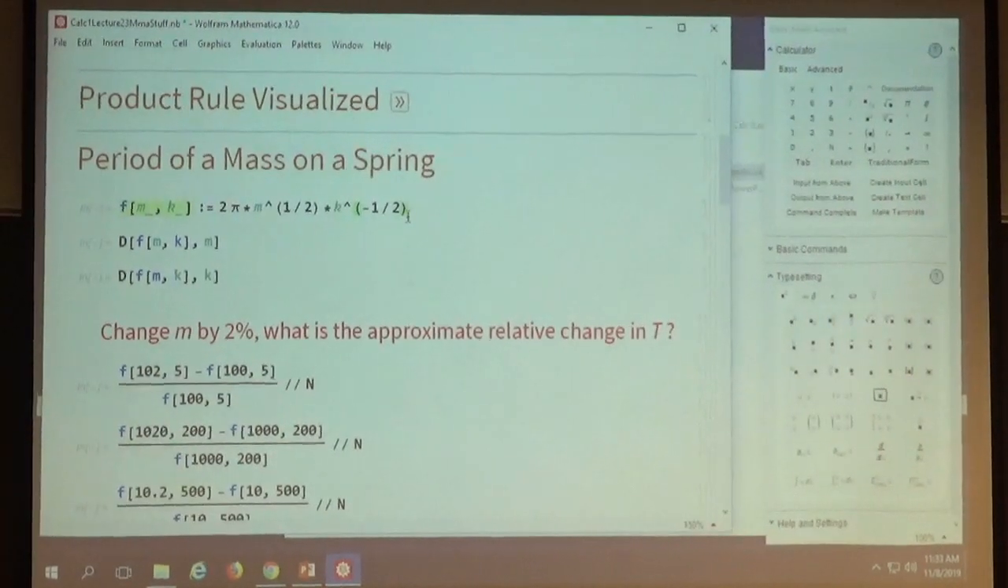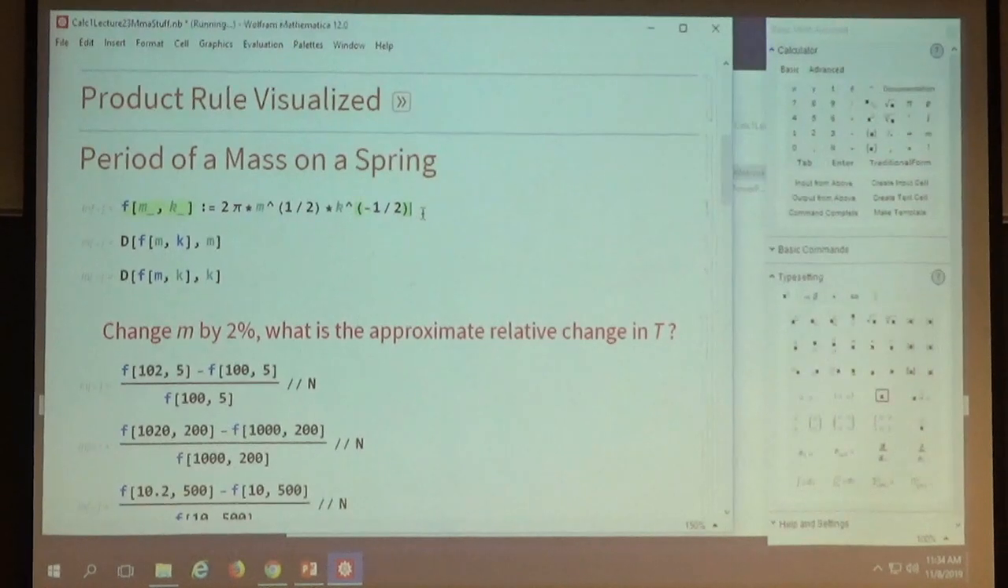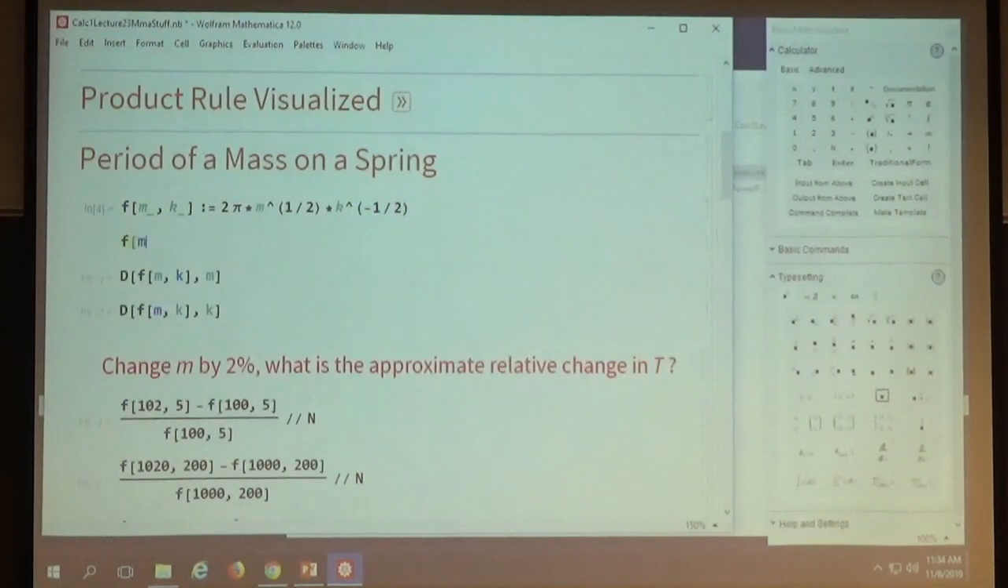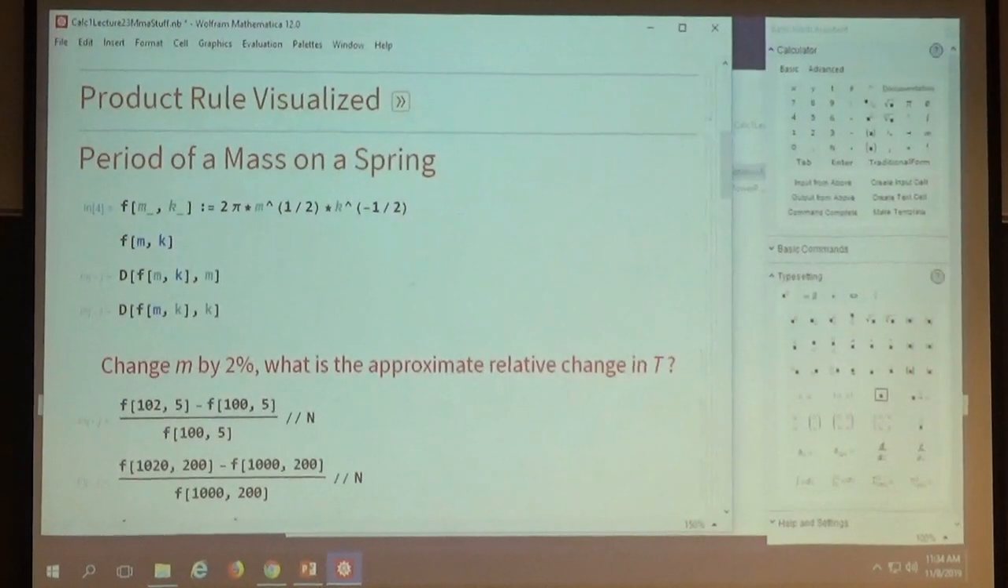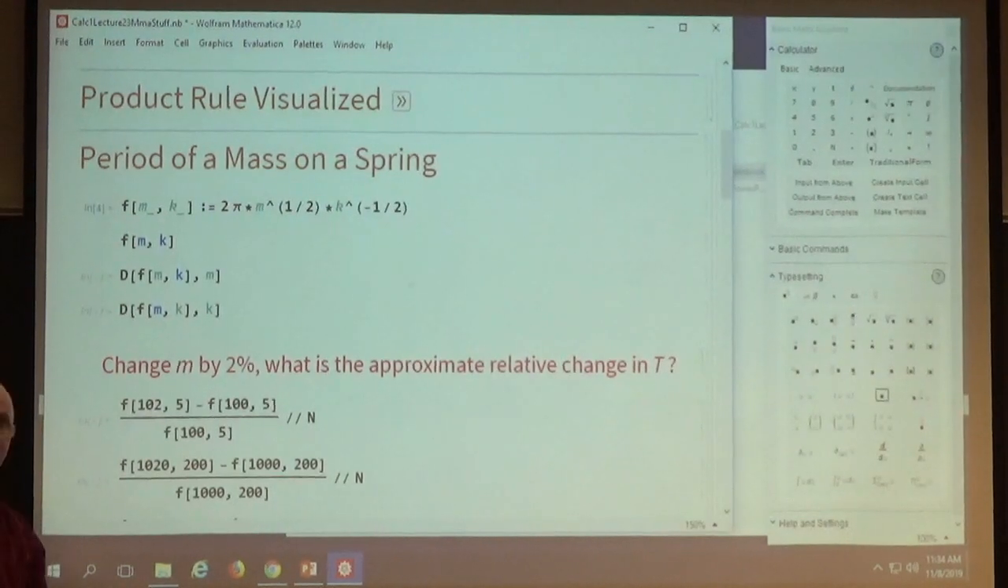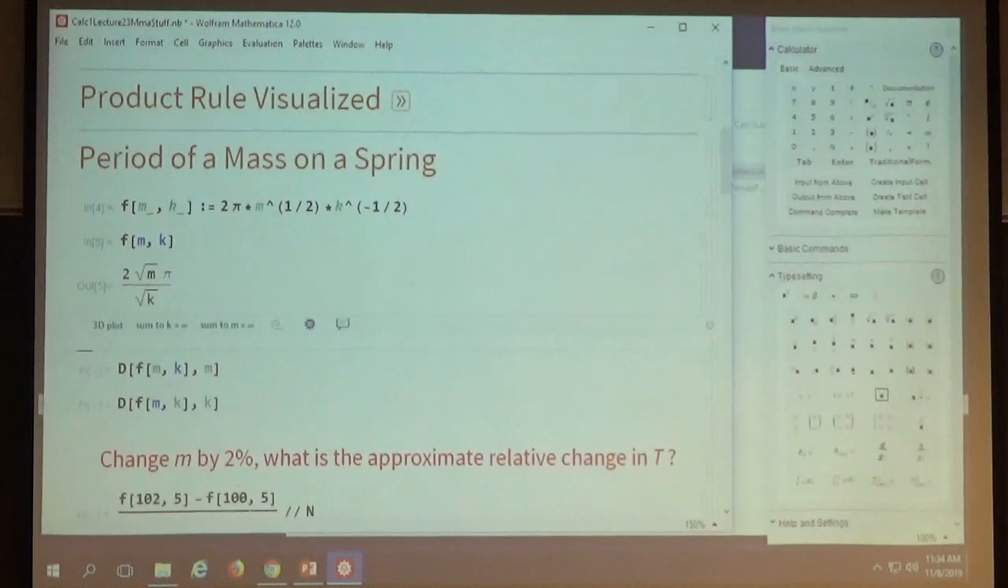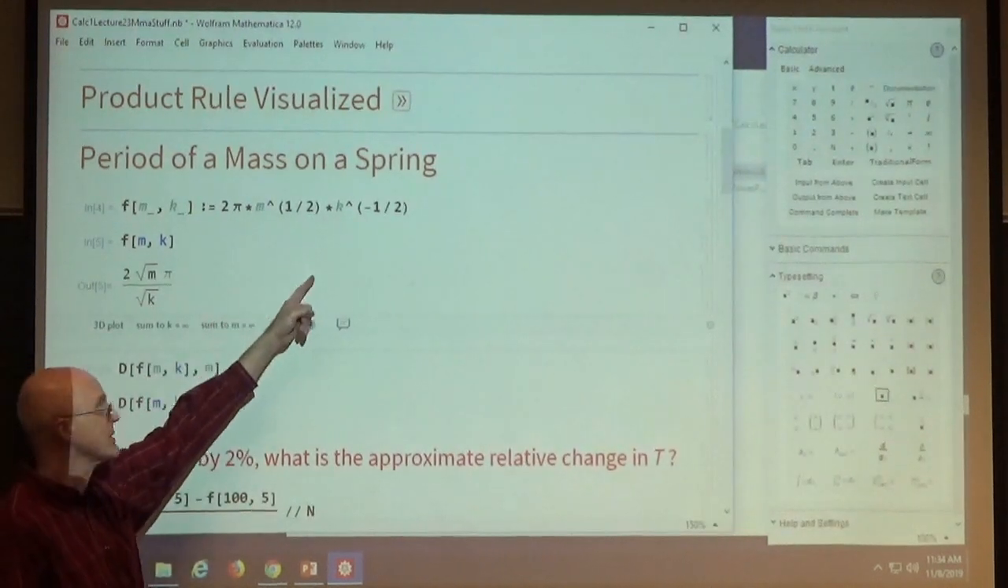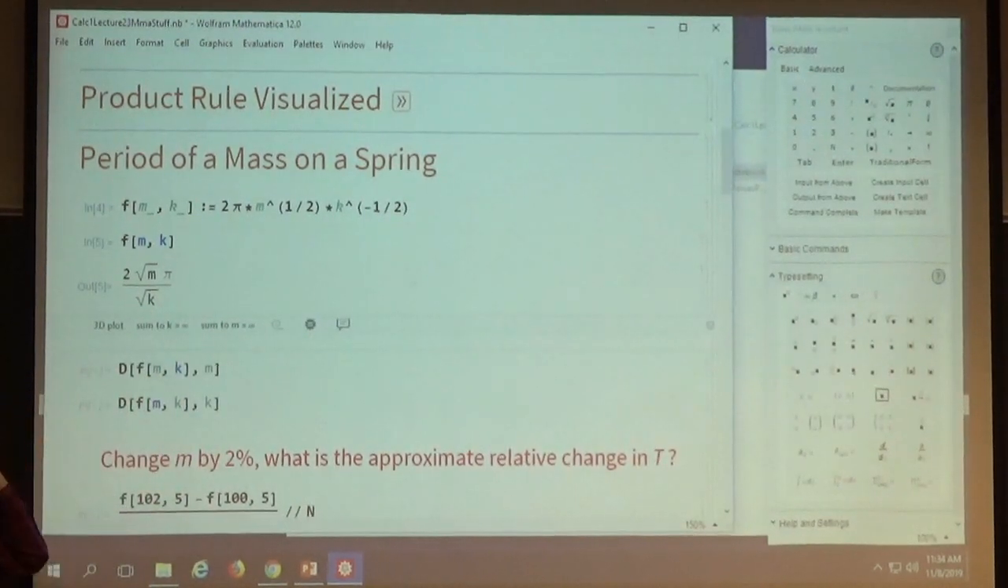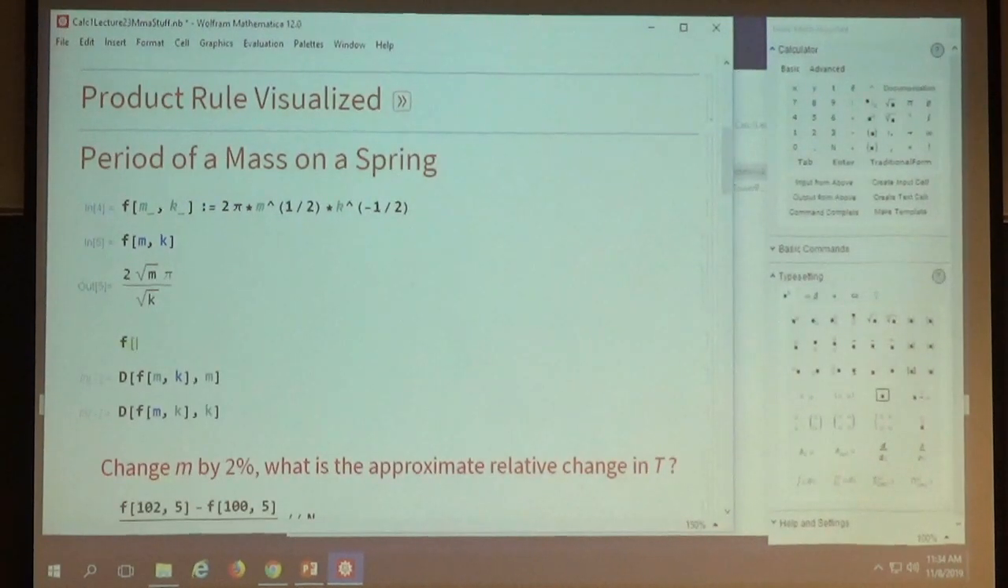Once I enter the function, if I want to see that formula again, I can just type the function name without underscores. You only use the underscores when you're first defining the function. I can see what it looks like. Okay, and Mathematica sometimes rewrites it in ways that you did not write. I wrote it with powers, it's writing it with roots. But it is the same thing. You can also plug in numbers. Two variables, I can plug in two numbers. I can plug in, for example, m is 4 and k is 9.